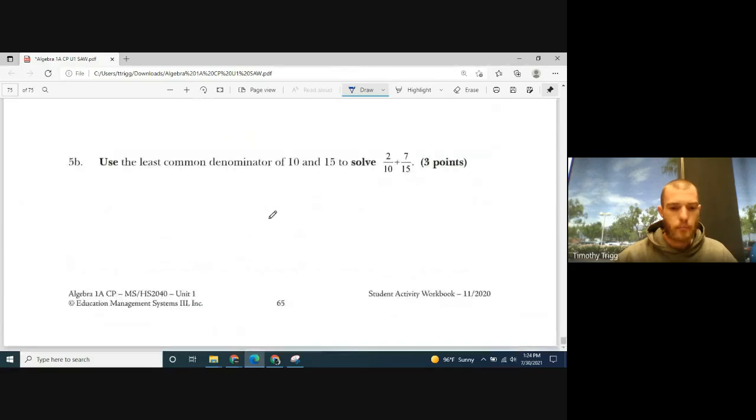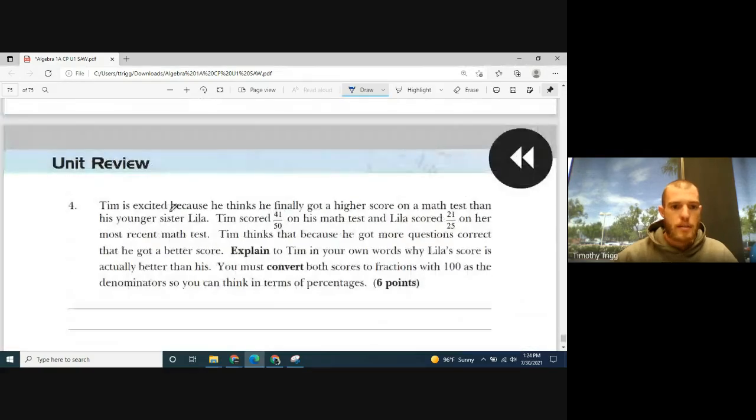All right. Are we on the last page already? Cool. Tim is excited because he thinks he finally got a higher score on his math test than his younger sister, Leela. Tim scored 41 out of 50 on his math test, and Leela scored 21 out of 25 on her most recent math test. Tim thinks that because he got more questions correct, then he got a better score. Explain to Tim in your own words why Leela's score is actually better than his.